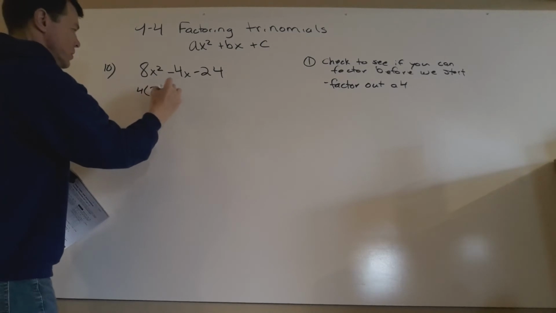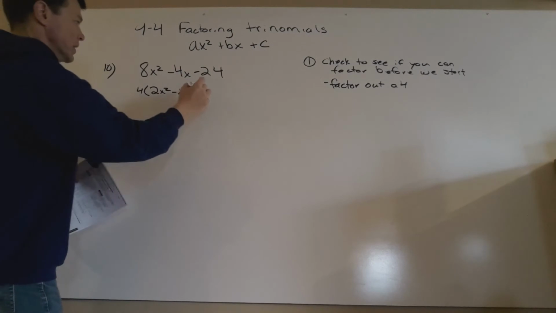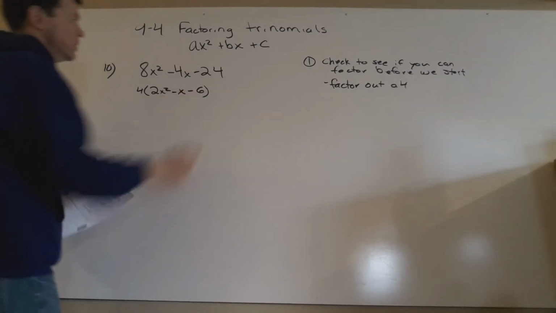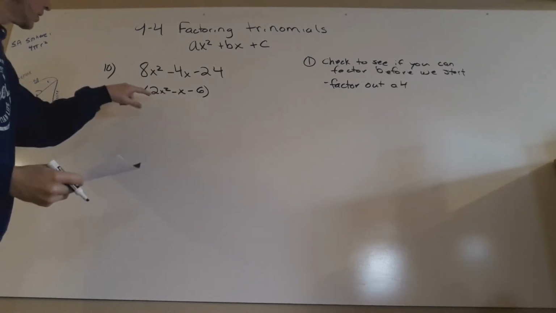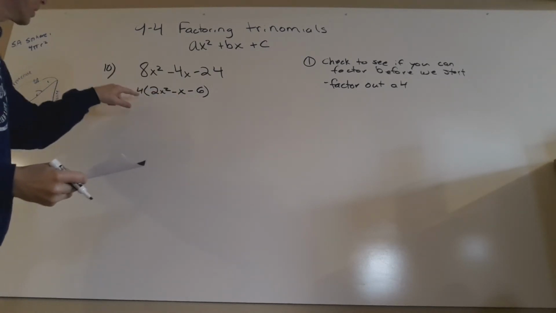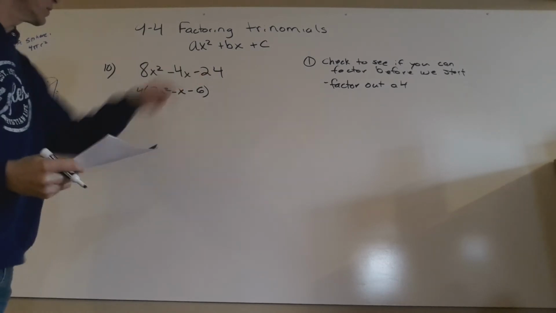You have 2x squared minus x minus 6. Make sure you check your work here. 4 times 2, 8x squared. 4 times negative x, negative 4x. 4 times negative 6, negative 24.